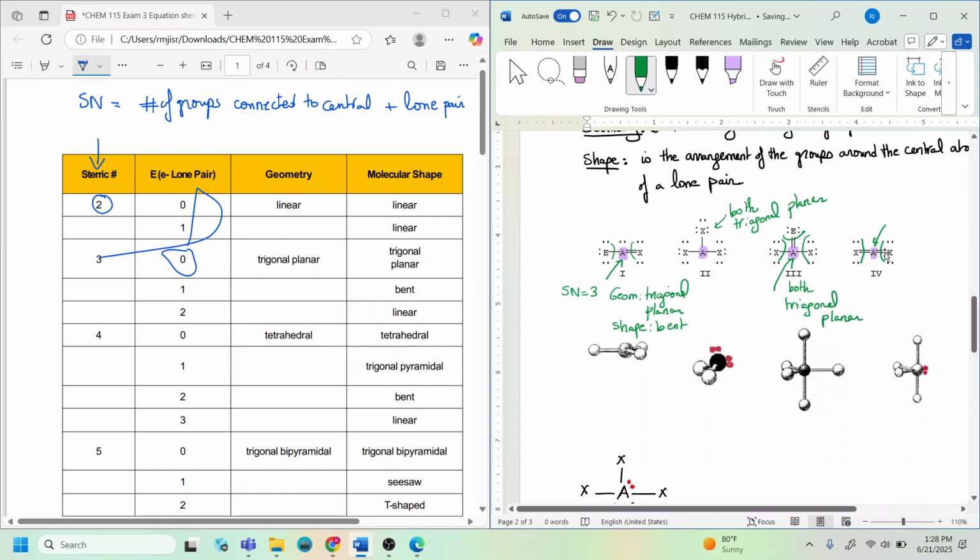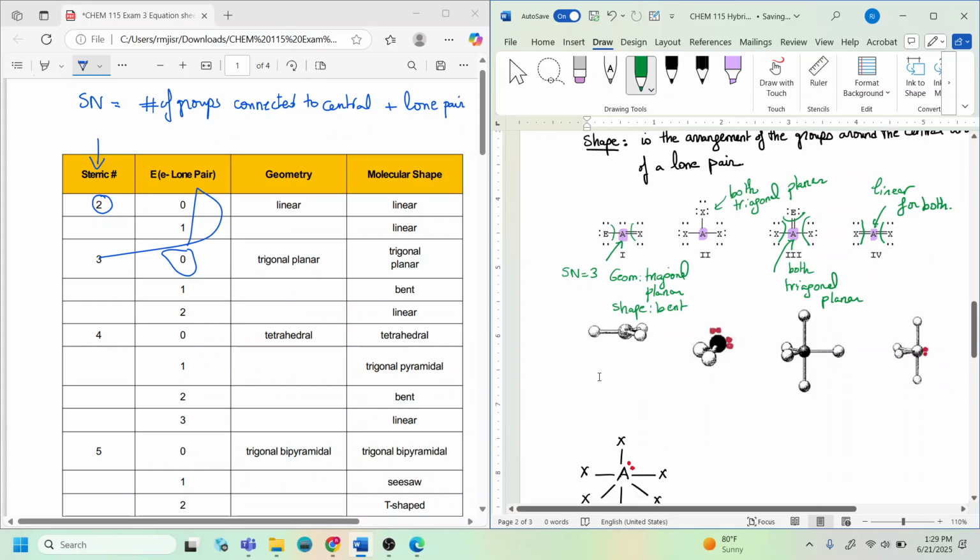So A over here has 2 groups around the central atom. This is going to be the 2 groups, 0 lone pair. So the geometry and the shape are going to be the same, and that is going to be linear for both. So you have to differentiate between the geometry and the shape, and you have to read the question to see if we're asking about the molecular shape or if you're asked about the molecular geometry.